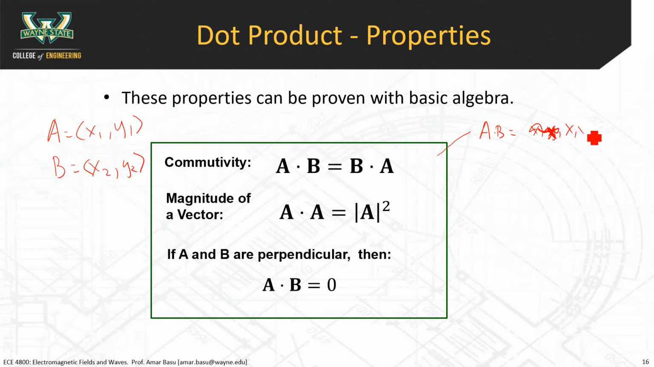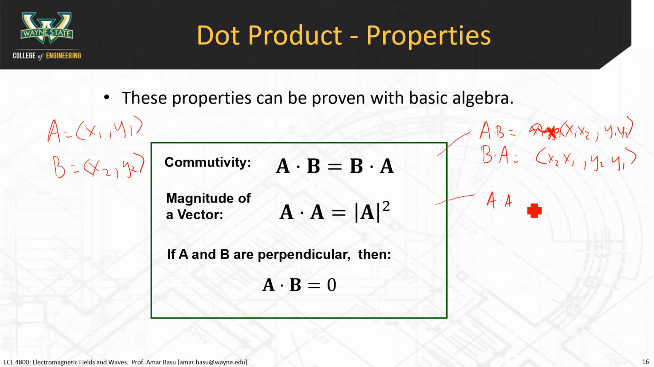x1, x2, y1, y2. And of course that's equal to b times a, which is x2, x1, y2, y1. Excuse me. All right. The next one, if we do a dot a, you can see that a dot b is equal to b dot a.